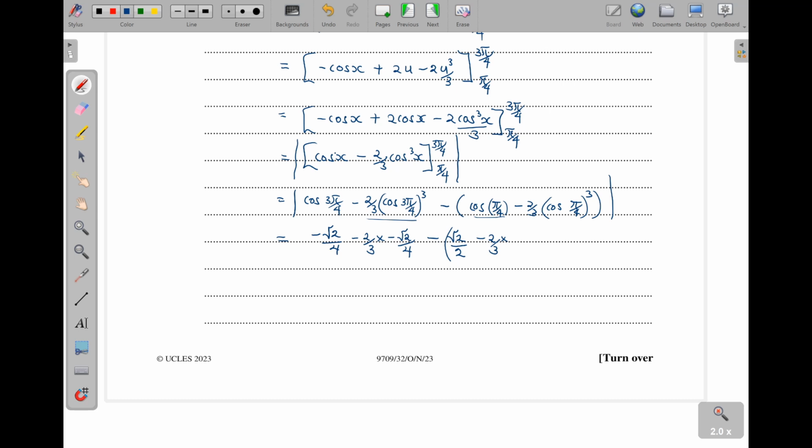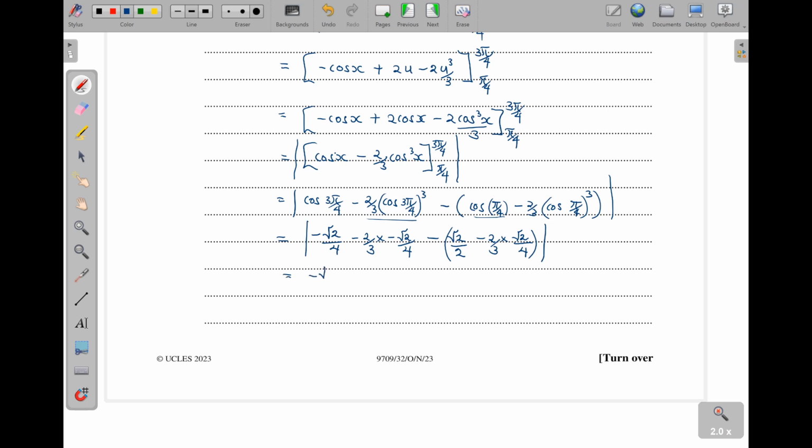What is root 2 over 2 cubed? That is root 2 times root 2 times root 2, then over 8. This one gives us a 2, so 2 cancels this one to a 4. So it is root 2 over 4. Okay, so we shall have root 2 over 4, like that in the modulus.